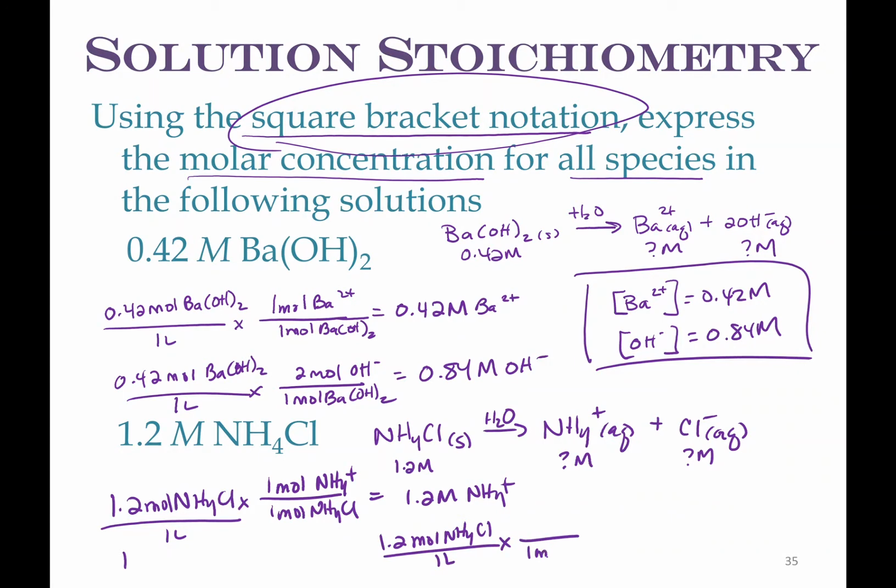For every 1 mole of ammonium chloride, we get 1 mole of chloride. So 1.2 molar, getting ahead of myself here, chloride anions. So the answer in square bracket notation would be the concentration of ammonium ions is 1.2 molar, and the concentration of chloride anions would be 1.2 molar. There we go.